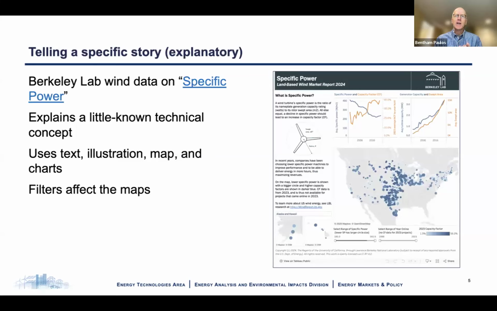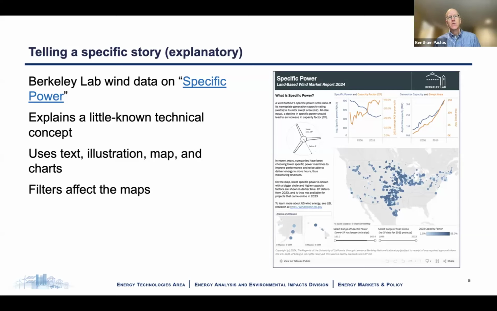The first approach, explanatory, is where you want to tell a specific story. This is an example of a data viz I made on the concept of specific power, which is a wind turbine technical term having to do with the relationship between the size of the generator and the swept area of the rotor. It's not a well-known concept, and we wanted to make it a little more well-known because it was a trend in wind power technology.